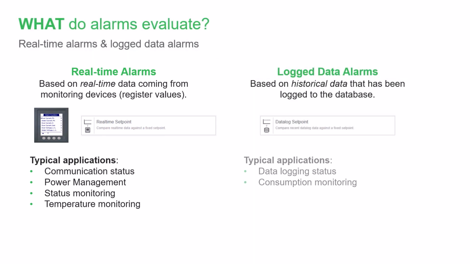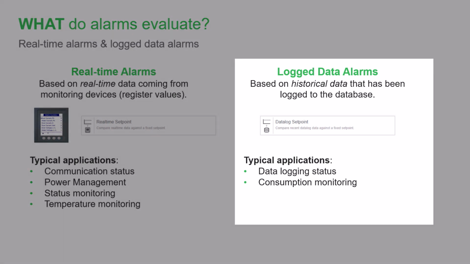The other type is logged data alarms, which are primarily used for alarming related to consumption monitoring. Such measurements typically cannot be evaluated based on real-time instantaneous readings. They require aggregation over time. Note that logged data alarms are only available as software alarms, and they need to be configured inside the PME system.